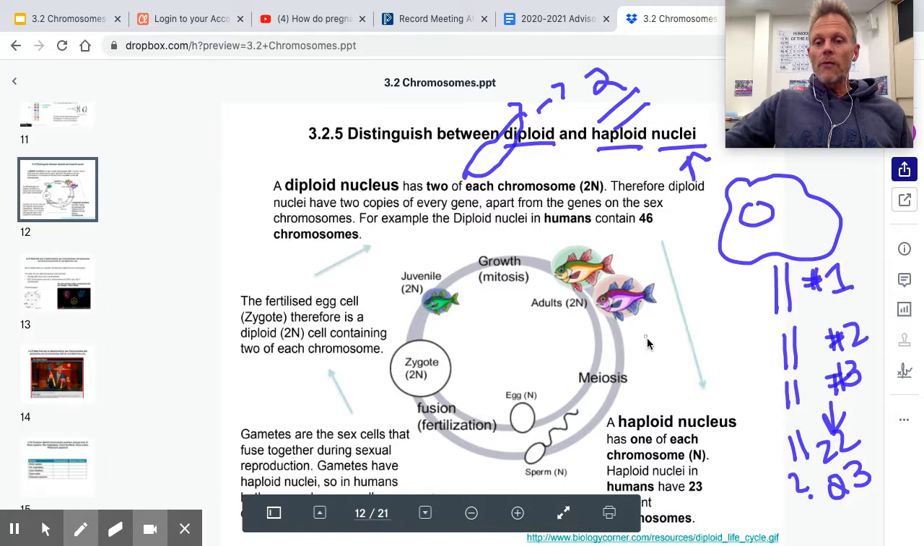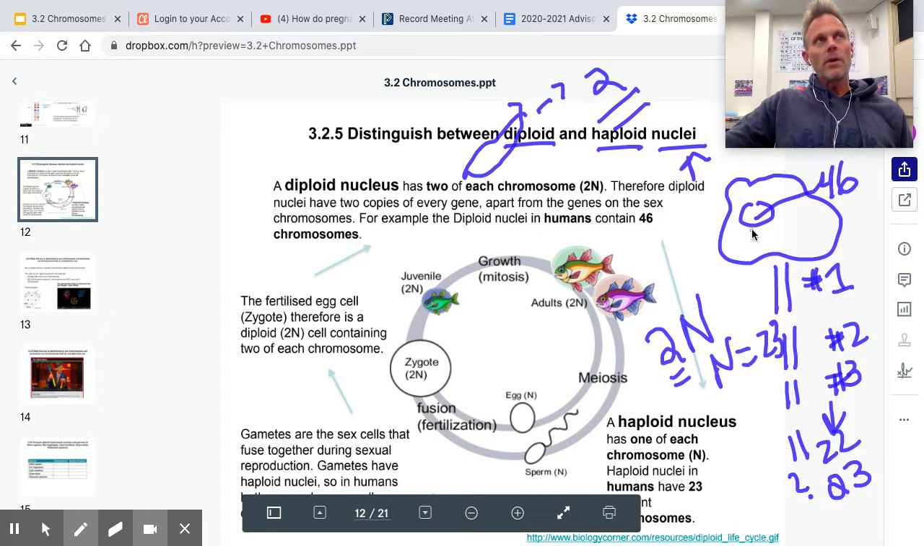So we often refer to a diploid by using the notation 2n, where 2 is the di, and n is the number of individual chromosomes. So you have 1 through 23 types of chromosomes. So in humans, n equals 23, and then 2 times 23 is 46. So in humans, our diploid number is 46.